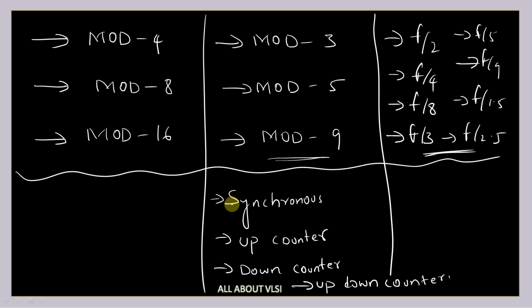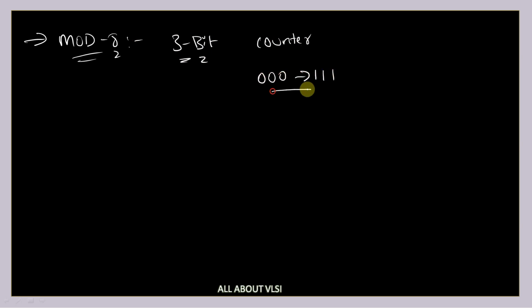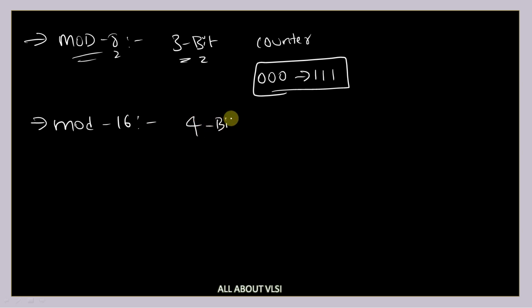How do we write our mod 8 counter? For the development of your mod 8 counter, we need a 3-bit counter which is going to count from 000 to 111. This is how we will develop a mod 8 counter. And if we want to develop a mod 16 counter, it is a 4-bit counter, and it is going to count from 4 zeros to 4 ones.